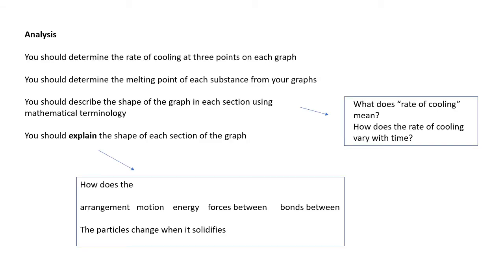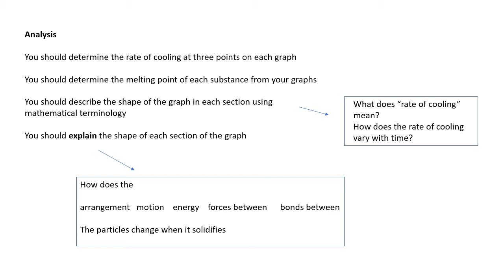The analysis is what we actually do with our results and explaining our results. You should determine the rate of cooling at 3 points on each graph, and that's, as I said in a previous video, that's the gradient, okay, before, during and after. The rate of cooling at the beginning, the rate of cooling as it's solidifying, and the rate of cooling afterwards.